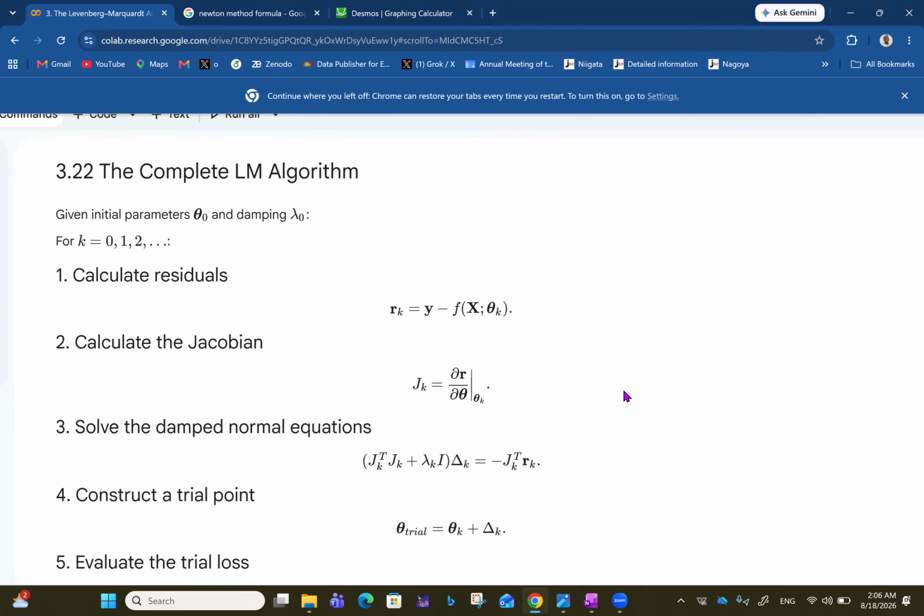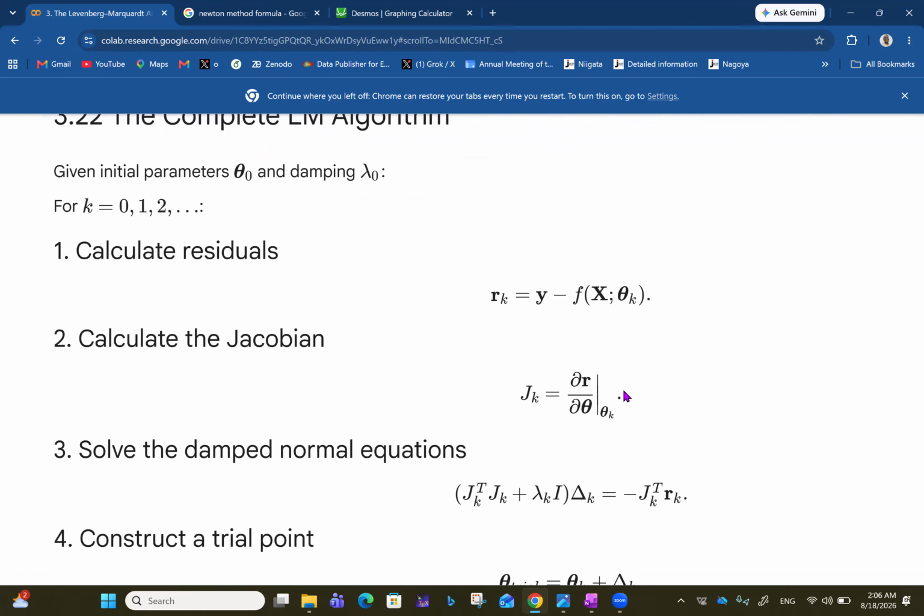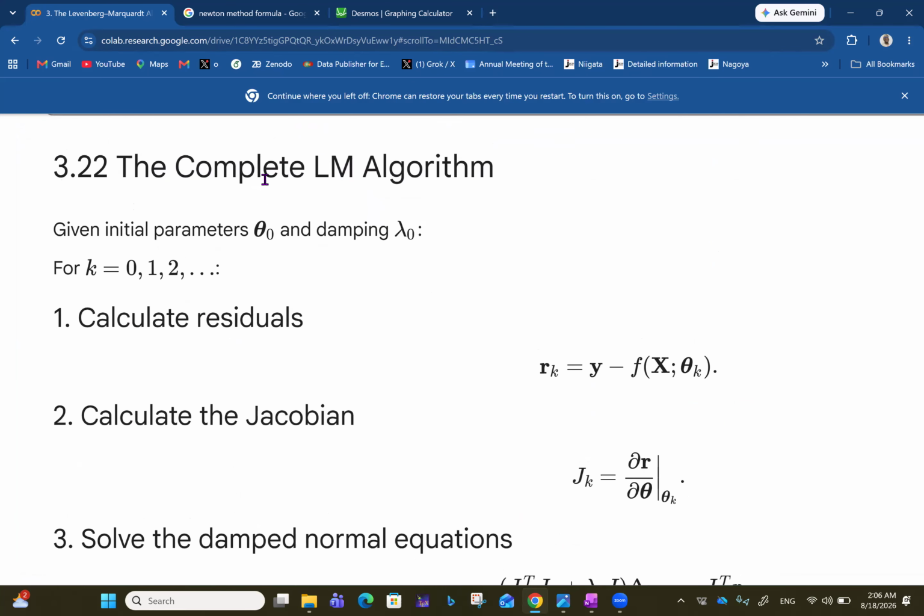So the complete Levenberg-Marquardt algorithm, from everything we've been saying so far, is this. Given initial parameters theta 0 and initial damping lambda 0, for k equals 0, 1, 2, and so on, calculate the residuals, that's the difference between observed values and the predicted values. Then calculate the Jacobian.